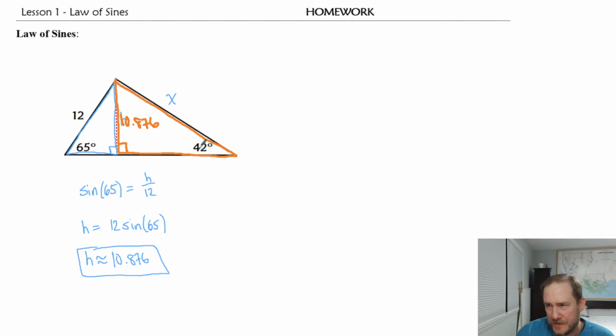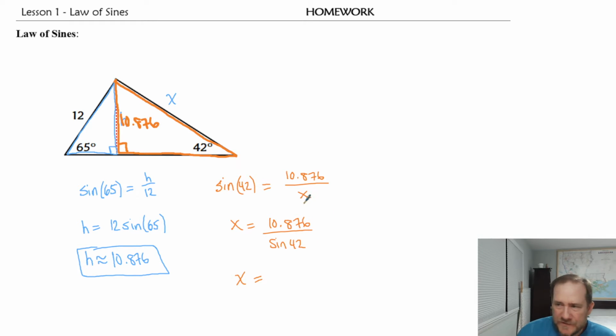Now I'm noticing this is still opposite from this 42, and this is still my hypotenuse, so it's a sine equation again. The sine of 42 is going to equal 10.876 divided by x. So I multiply by x, I divide by sine 42. X equals 10.876 divided by sine 42. Right. So whatever that is, my answer.